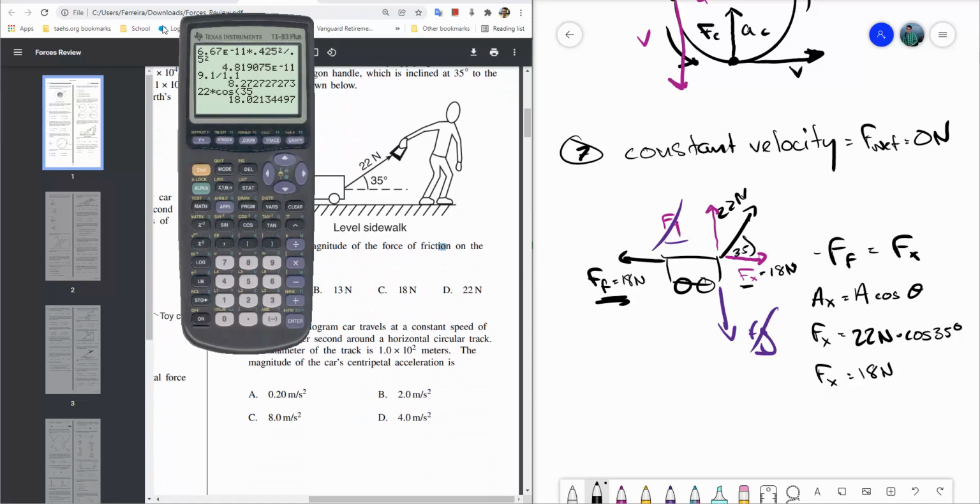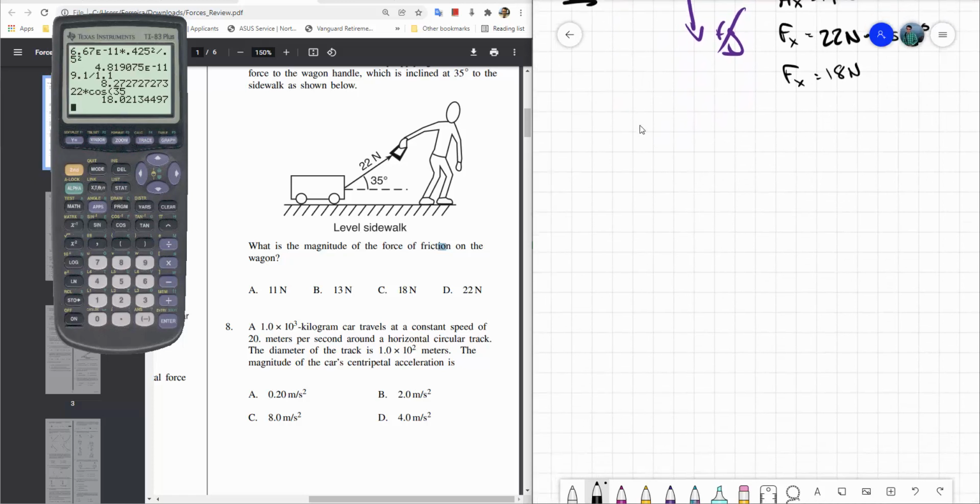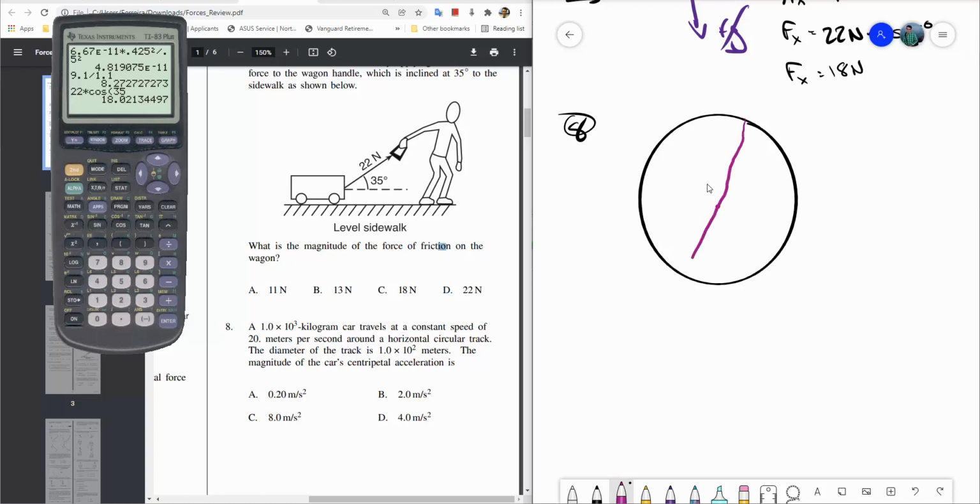Number 8. A 1,000 kilogram car travels at a constant speed of 20 meters per second on a horizontal circular track. The diameter, key word here, always helpful to draw. So let's see what's going on with number 8. The diameter, which is a line that goes from the edge of the circle through the center to the other edge of the circle, is 1 times 10 to the 2 meters, aka 100 meters.